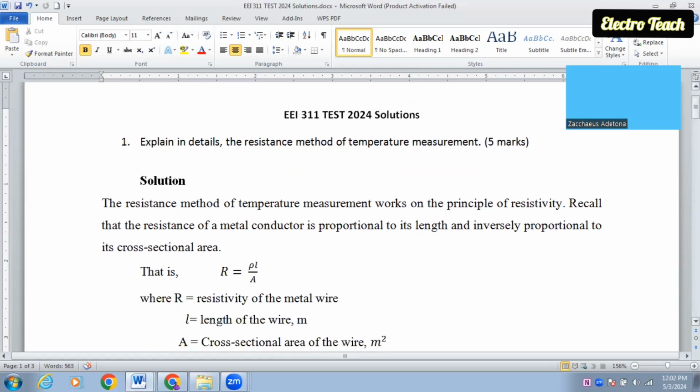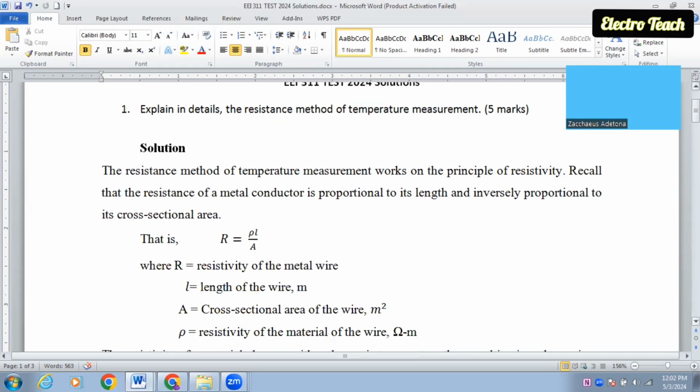Now, you recall that different materials exhibit different properties when it comes to application of heat. The resistance method of temperature measurement works on the principle of resistivity. And for a metallic conductor, the resistance is proportional to its length and inversely proportional to its cross-sectional area.